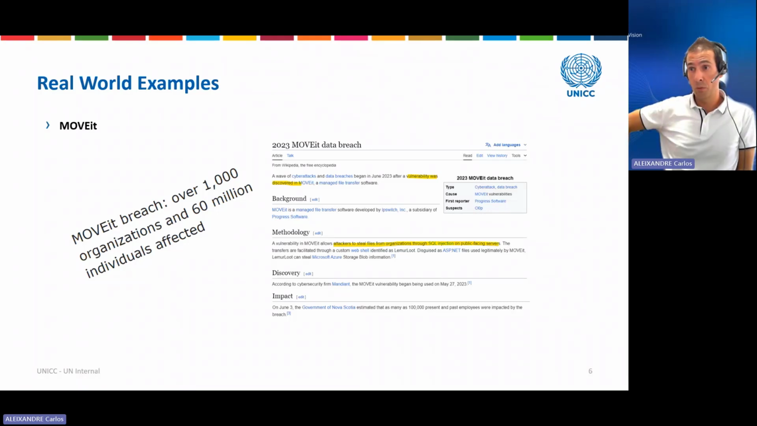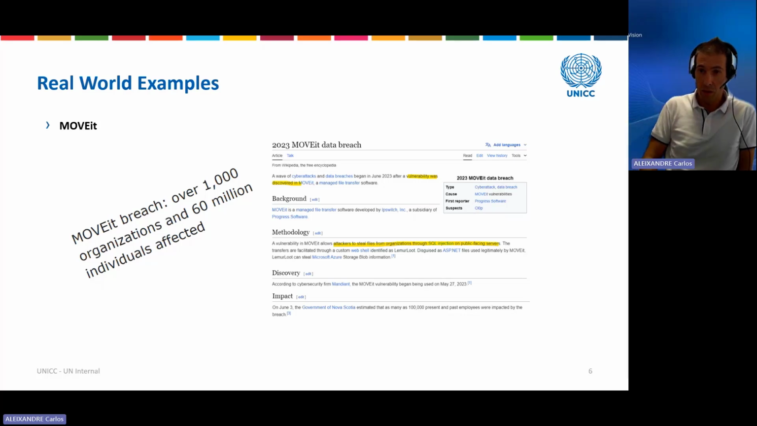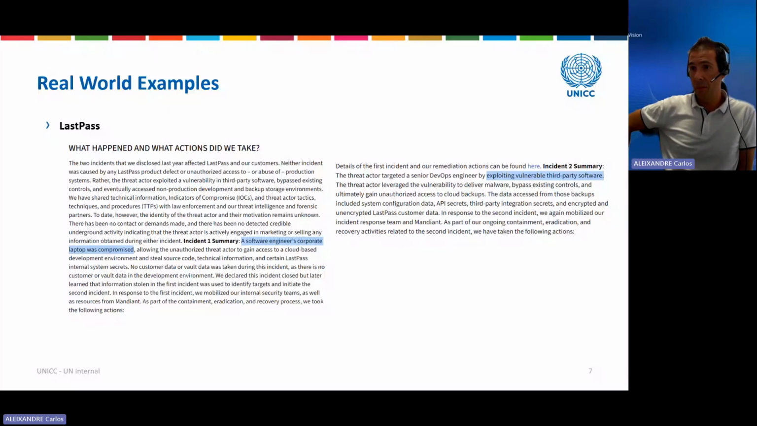Thereafter, the groups threatened companies that they were going to publish their files or leak their data if they didn't pay. Okay, so this is something that we all know is happening and the impact is huge. Another one that happened recently, and it happened a couple of times, is the LastPass breach, right? And the issue here was that a corporate laptop was compromised. That was the root cause.